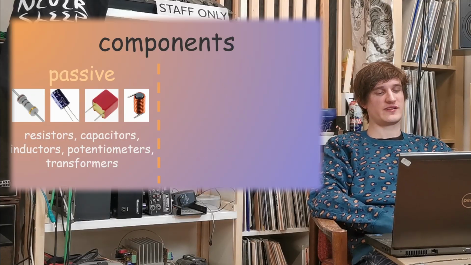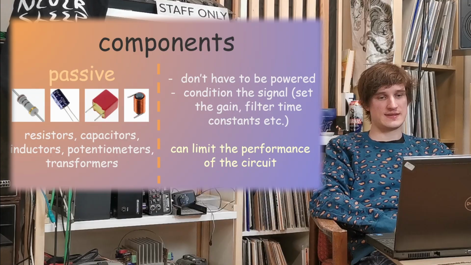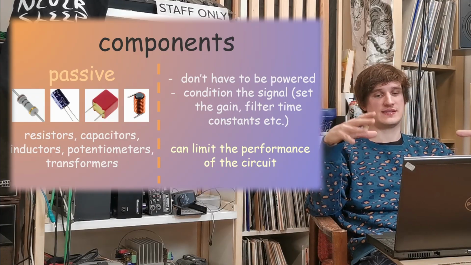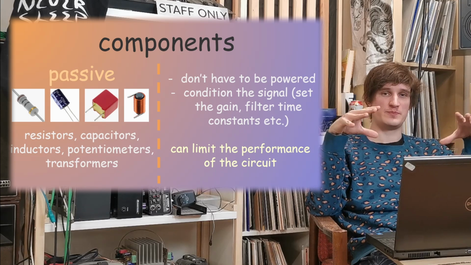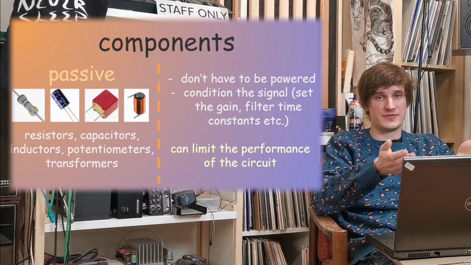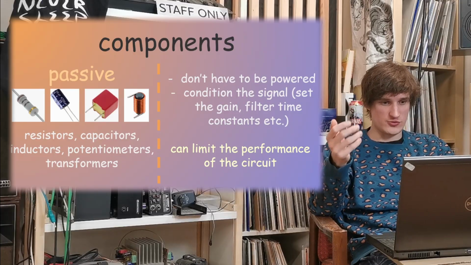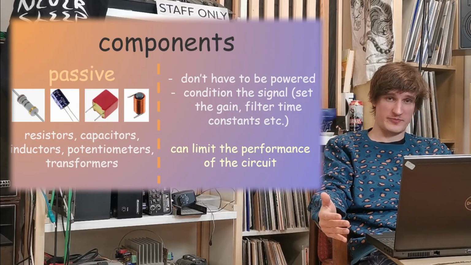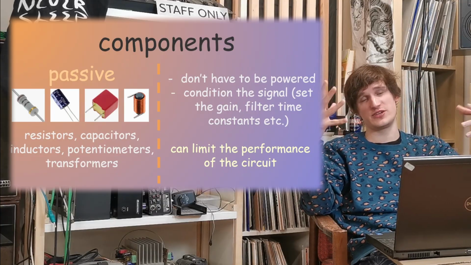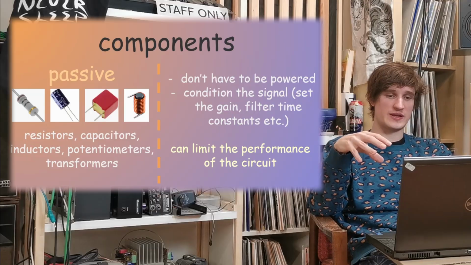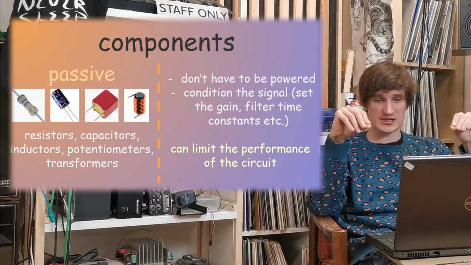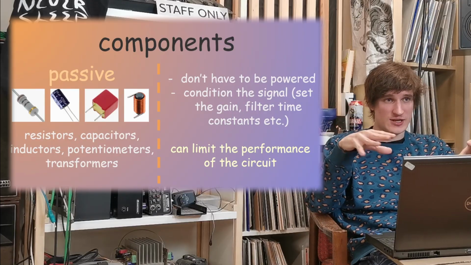And on the other hand, we have those passive components, and the main difference between active and passive components is that passives don't have to be powered. They just work as they are. They don't need an external power source to work. And the main role of passive components, because active components, as I said before, amplify voltage and current, is that passive components are more for signal conditioning, so like setting the conditions.